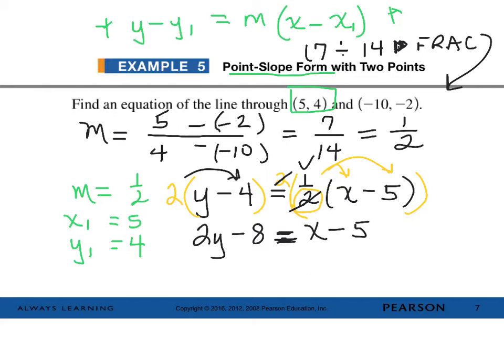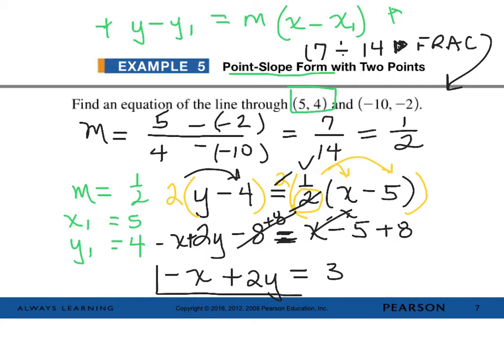So we're almost where we want to go. We want to add 8 to both sides. And we want to subtract x from both sides. So on this side we have negative x plus 2y, and negative 8 plus 8 will disappear, equals x minus x will disappear. Negative 5 plus 8 is positive 3. And there is your equation.